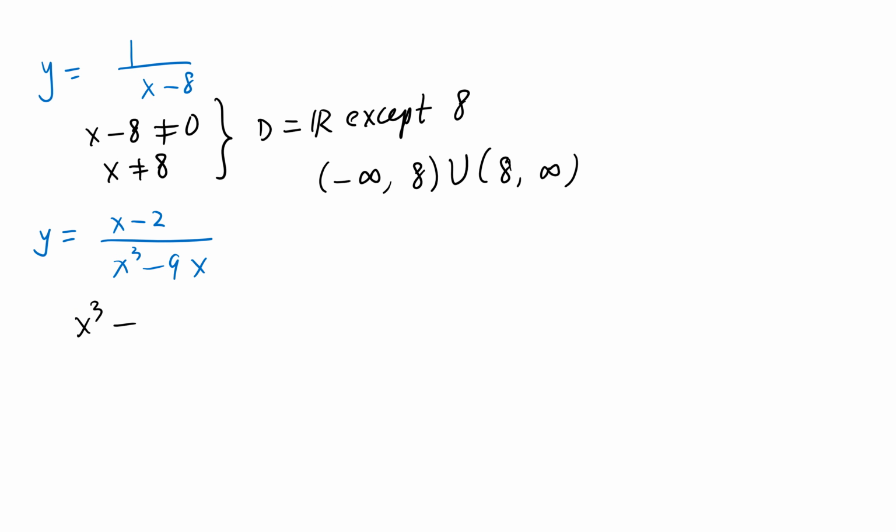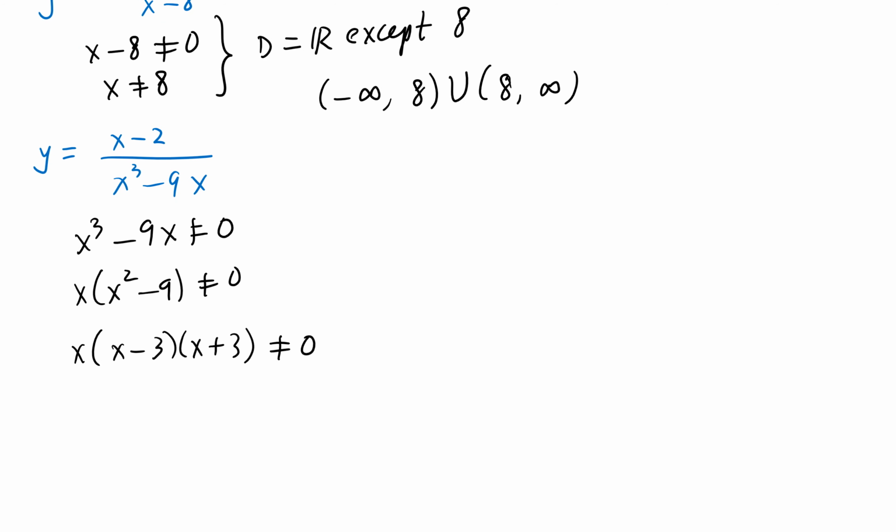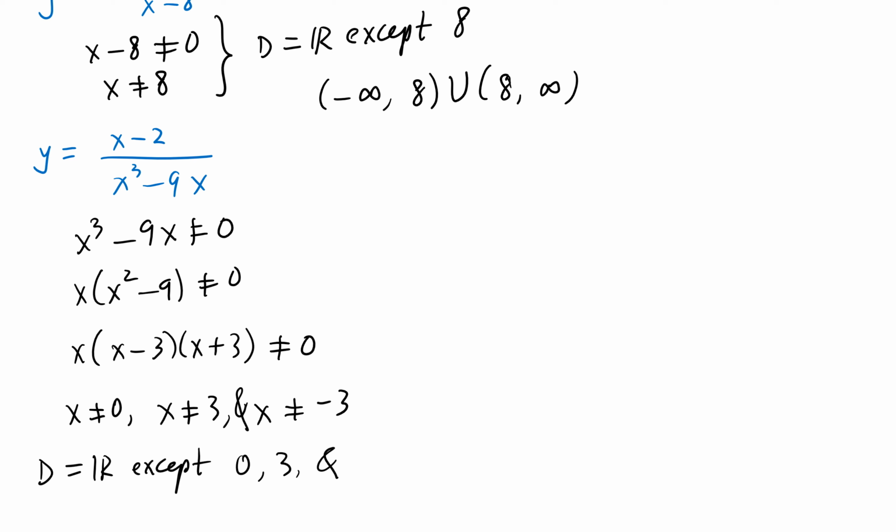Next one, x cubed minus 9x. This cannot equal 0. x times x squared minus 9 does not equal 0. x times x minus 3, x plus 3 does not equal 0. So how do you finish that up? x cannot be 0. See what I did, factoring here. It's important to know factoring. x cannot be 3 and x cannot be negative 3. So this means domain is all real numbers except 0, 3, and negative 3.